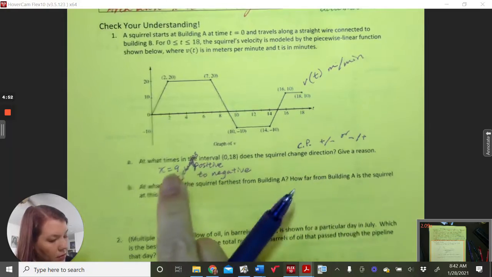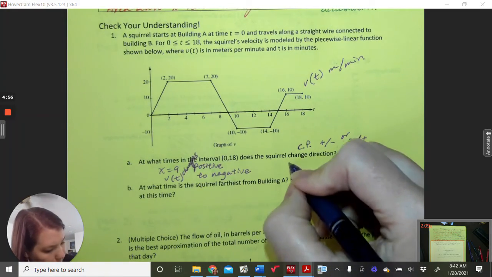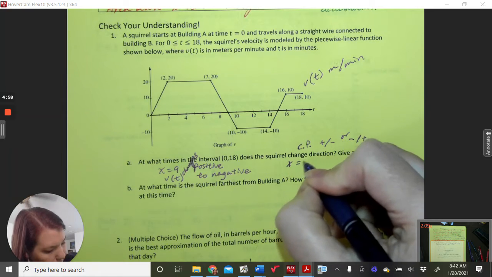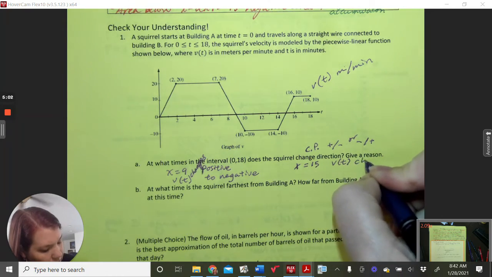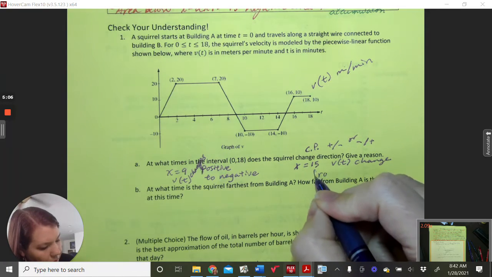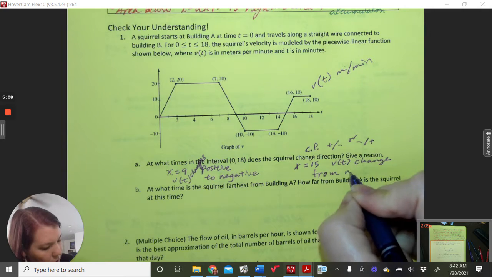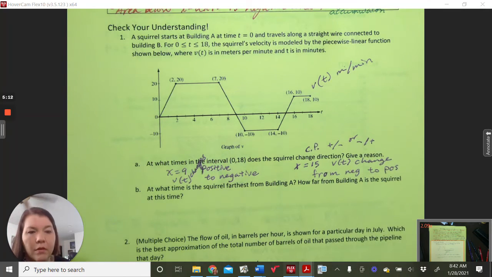Okay, so that's 1. The next one is 15. Again, V of t changes from negative to positive. Okay.